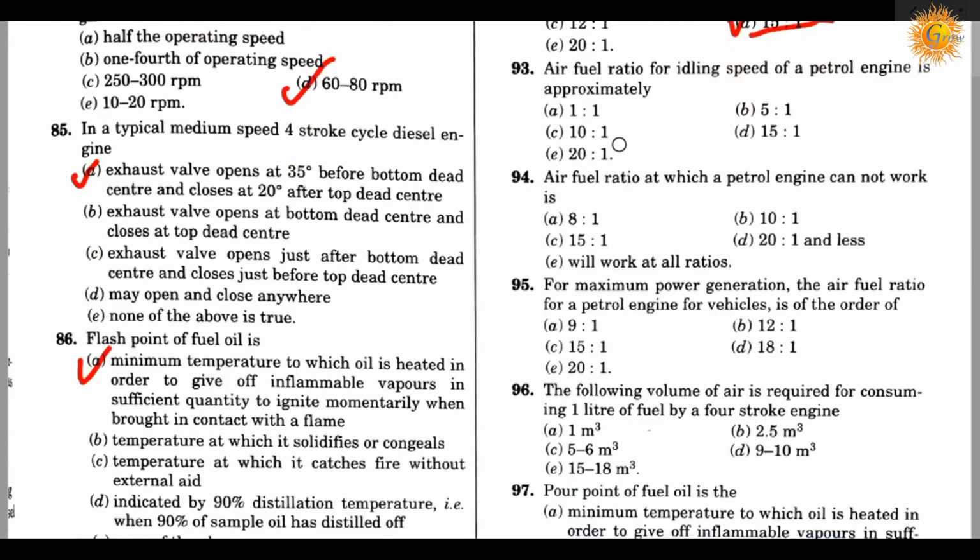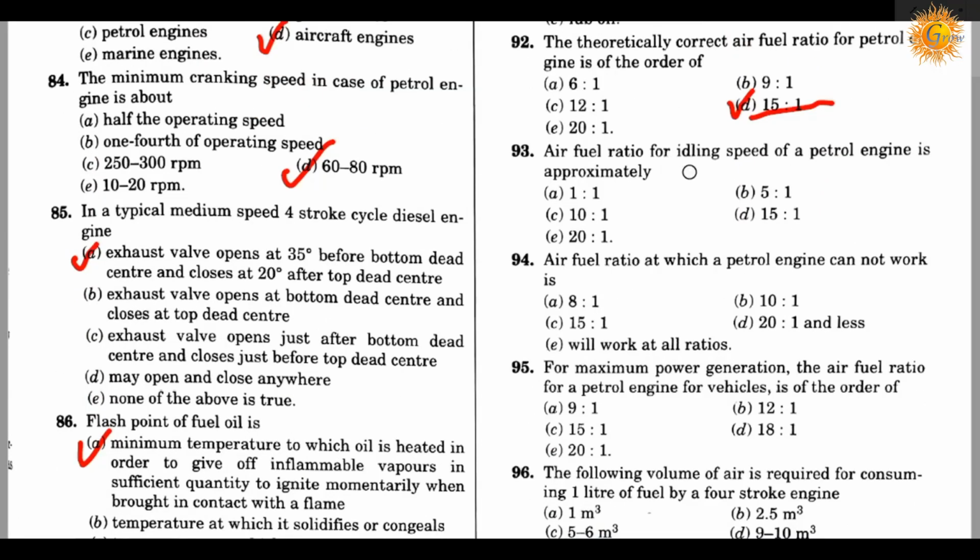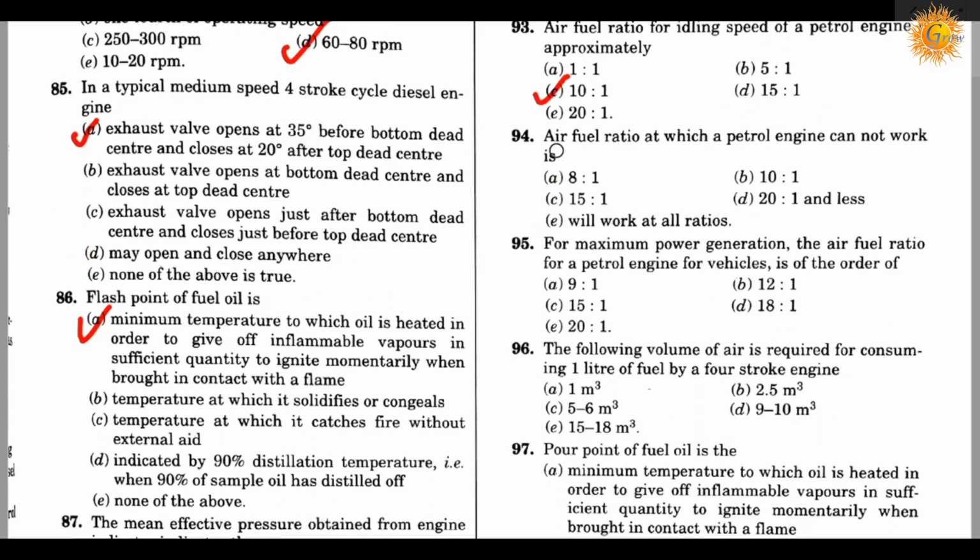Question number 93. Air-fuel ratio for idling speed of petrol engine is approximately option A, 1:1, option B, 5:1, option C, 10:1, option D, 15:1, option E, 20:1. So the correct answer is C, it will be 10:1.